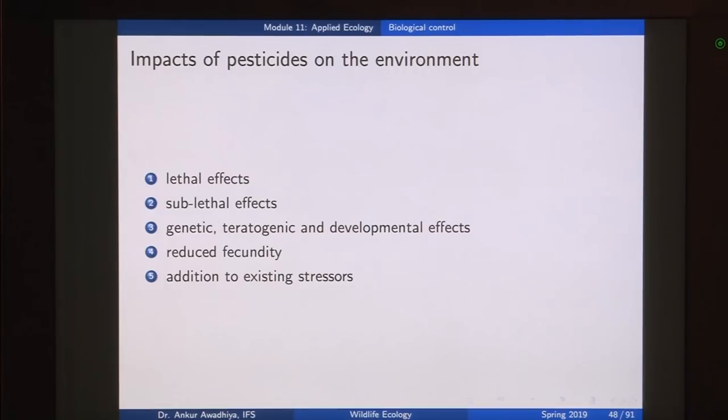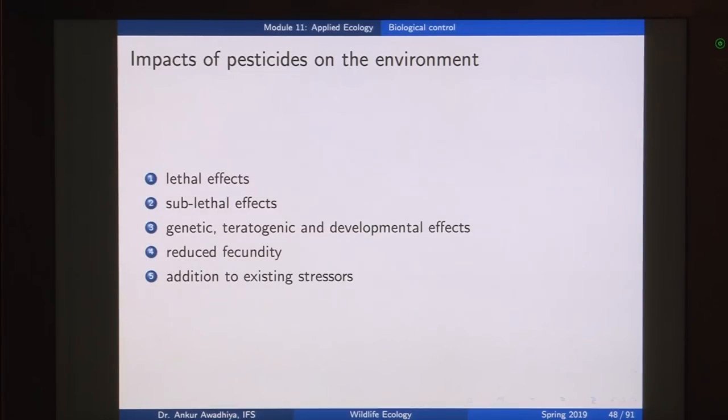And when we have these sublethal effects, they add to the existing stressors. So, for instance, you have a population of some organisms that was in some way coping with the impacts of, say, a particular disease, but then if you put these pesticides on the same population, this population will now be suffering from two impacts at the same time.